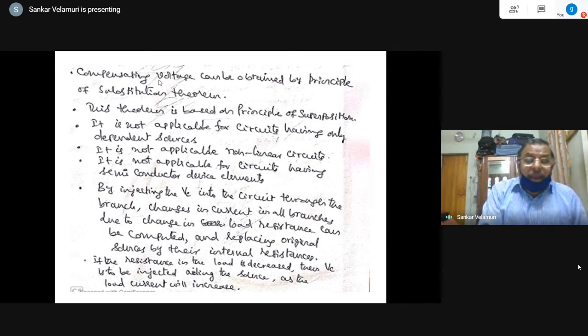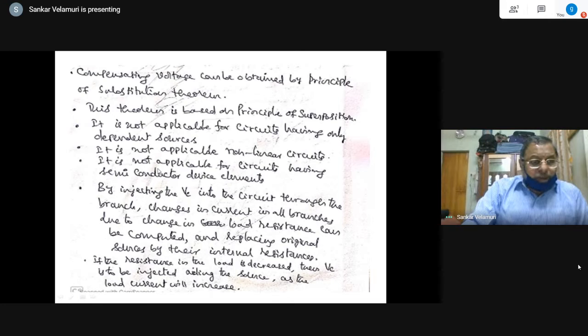aid the supply voltage. And also, if you remove the original voltage source in the network, you can get the changes in the current due to the resistance being decreased in all the elements in the network. That is the importance of this particular one. Okay, so it is not applicable to non-linear circuits. It is not applicable to circuits having semiconductor device elements.